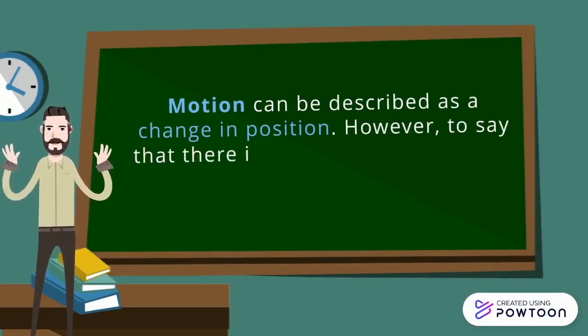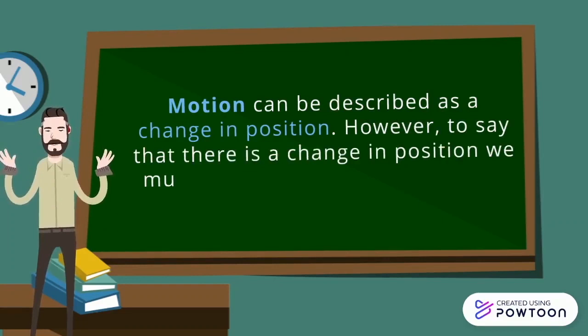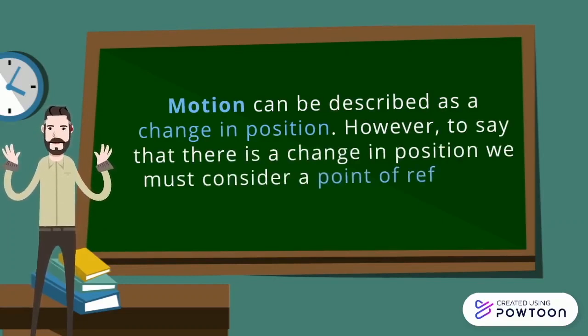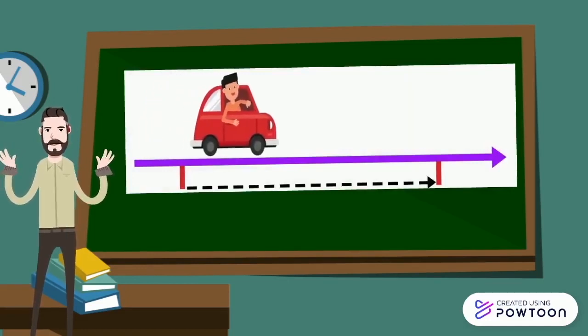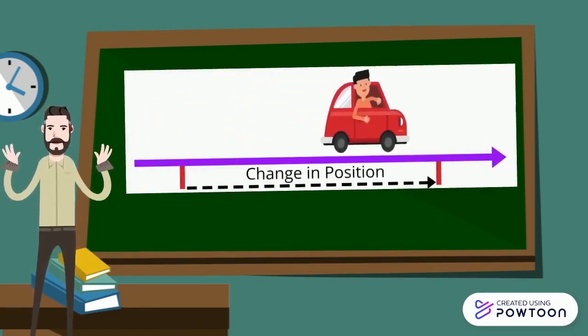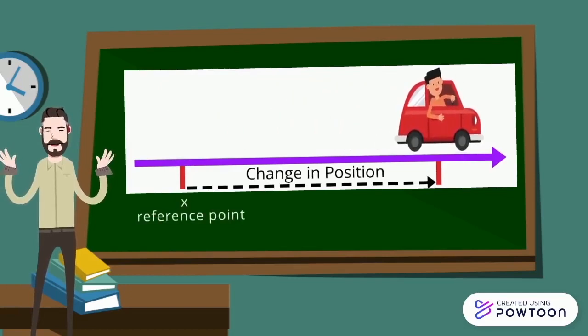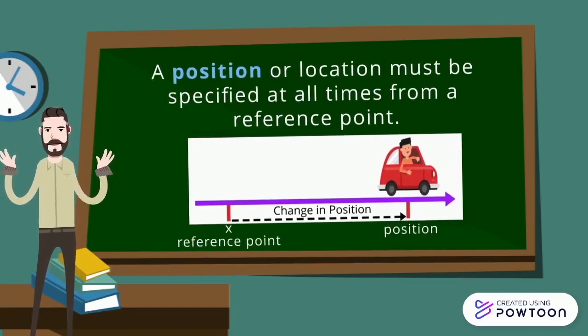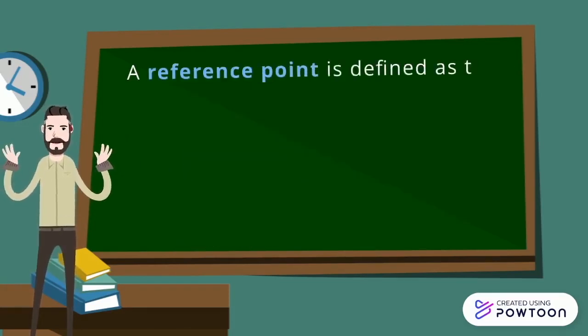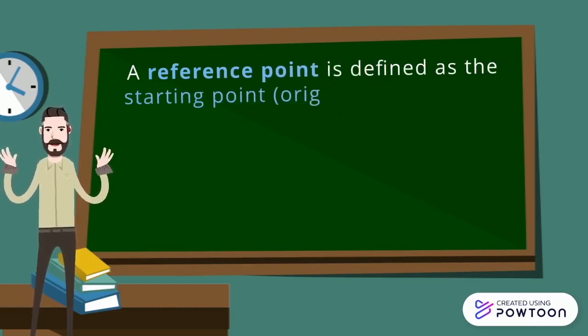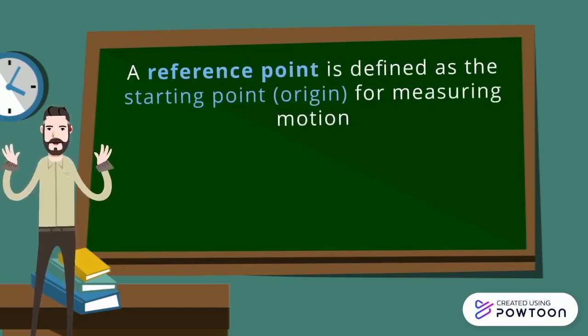However, to say that there is a change in position, we must consider a point of reference. To describe the motion of an object, there must be a change in position with respect to the reference point. A position or location must be specified at all times from the reference point. A reference point is defined as the starting point or origin for measuring the motion.